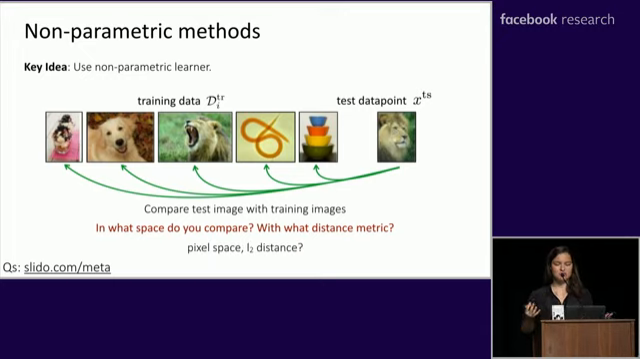For example, you could do pixel space or L2 distance, but that probably wouldn't give you an effective metric over the similarity between these images. So the key idea behind these non-parametric methods is to learn a metric space that leads to effective comparisons, learn a more semantic metric space that leads to effective predictions on the test data points. Essentially, learn how to compare these images to make effective predictions.